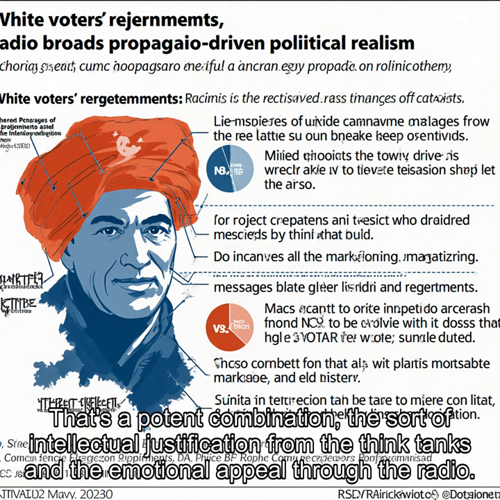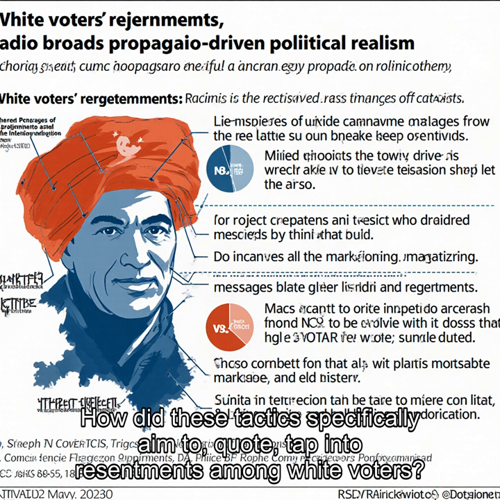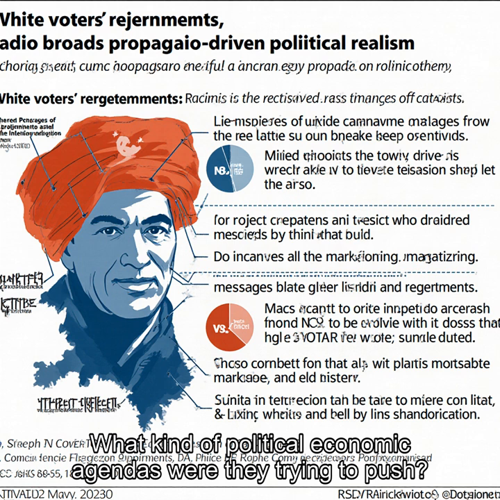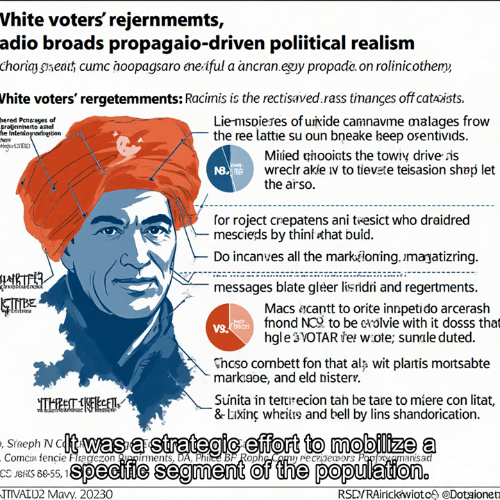Wow, that's a potent combination, the sort of intellectual justification from the think tanks and the emotional appeal through the radio. How did these tactics specifically aim to, quote, tap into resentments among white voters? What kind of political economic agendas were they trying to push? Well, the sources are quite clear that these efforts were specifically designed not just to articulate political economic agendas favorable to these business interests, but, crucially, to tap into existing resentments among white voters. It was a strategic effort to mobilize a specific segment of the population.